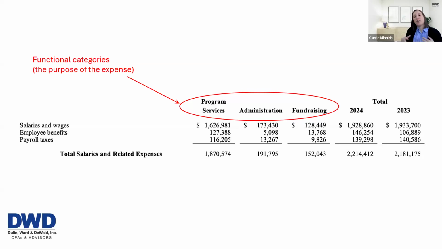So whatever percentage they have spent on each of those areas, that is how their salaries get allocated. If you don't know that, I would recommend doing a time study for your people to see how much time they're spending in these different areas.